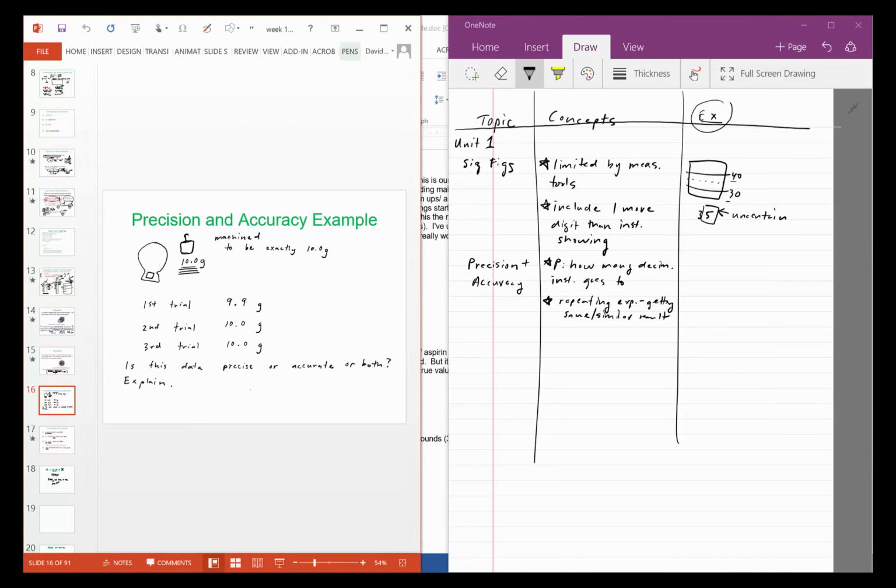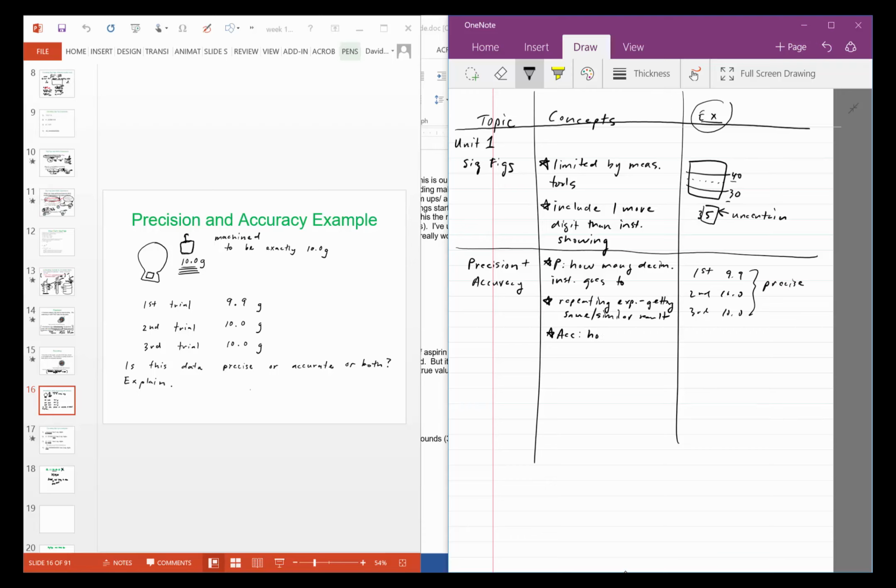So you could include that example here. So for precision, you could even make some lines here to distinguish what topic is going with what. On this one, if you have your first trial, it's 9.9, second trial 10.0, third trial 10.0, we could say this data is precise. And if we know the actual value, that's your definition of accuracy.